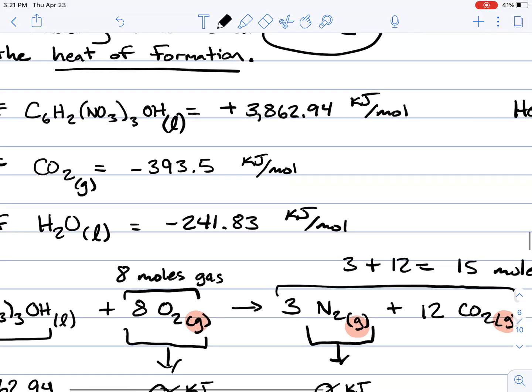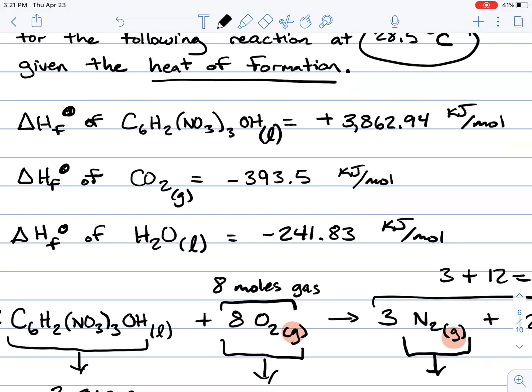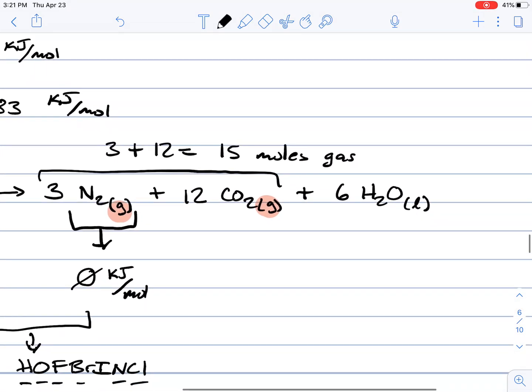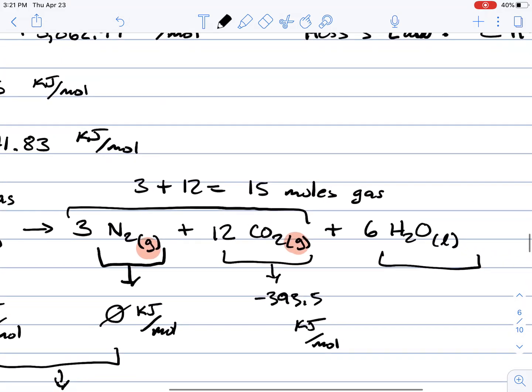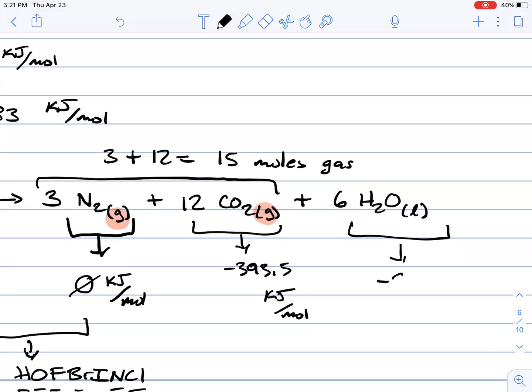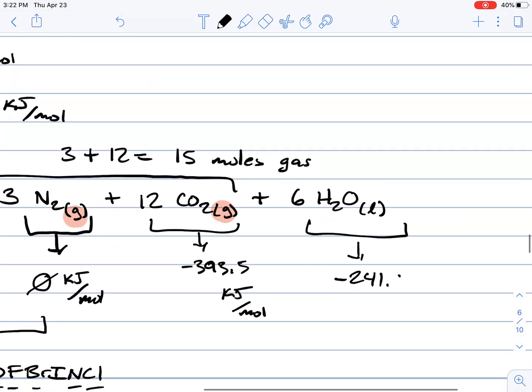Now, if we're looking at carbon dioxide, it's on the list. It's negative 393.5 kilojoules per mole. And last but not least, water in liquid form is going to be negative 241.83 kilojoules per mole.